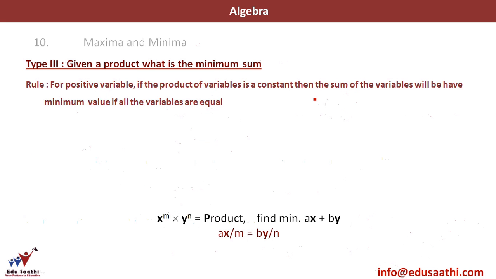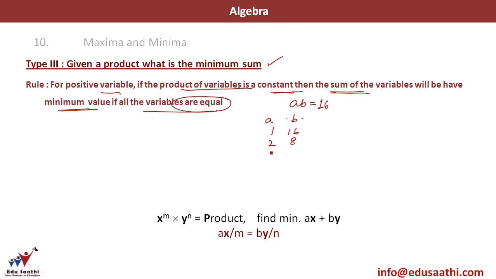Another type of question is, given the product, what is the minimum sum? It's actually a kind of reverse of the previous case. For the positive variable, if the product of the variables is constant, then the sum of the variables will have a minimum value if all the variables are equal. So if the product is given to you as fixed, now what are the possibilities? This could be 1 and 16, it could be 2 and 8, it could be 4 and 4, 8 and 2, 16 and 1. Their sum would be minimum if the numbers that you take are equal.